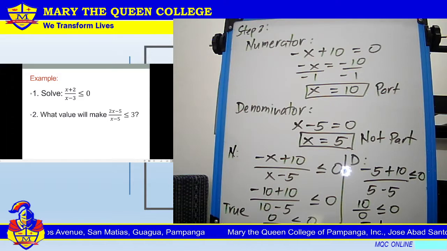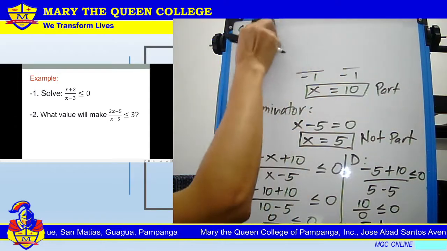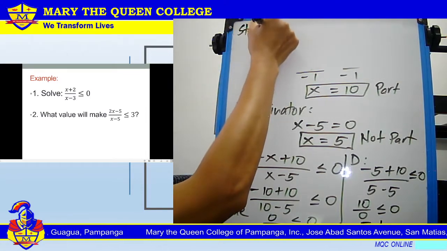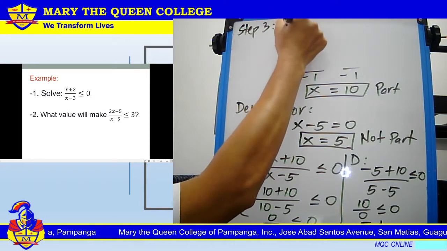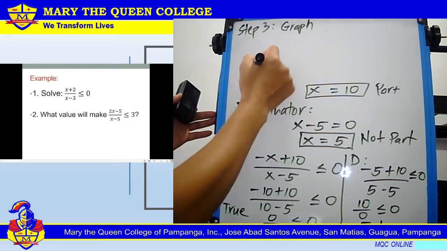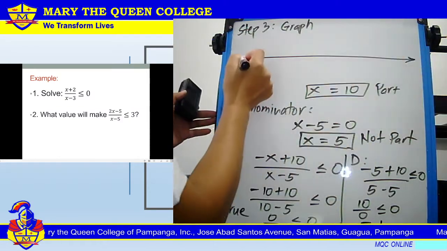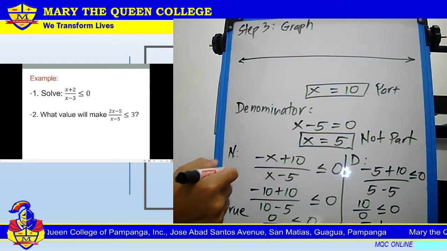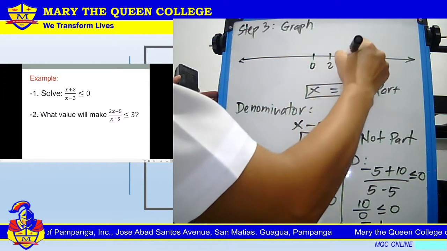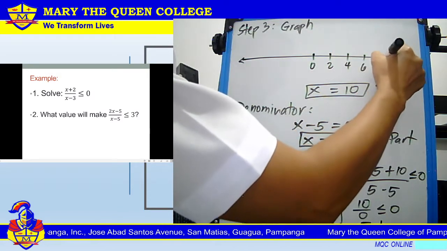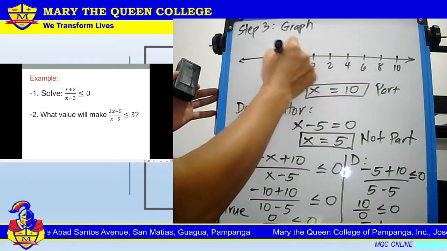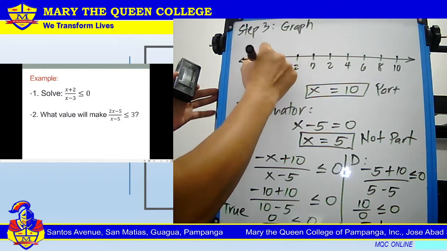Then next will be creating the number line or the graph. So for step 3, we have to form the graph. For example, we have these values. Since we have a bigger number, we may use interval 0, 2, 4, 6, 8, and 10. As in this would be negative 2, negative 4, and negative 6.